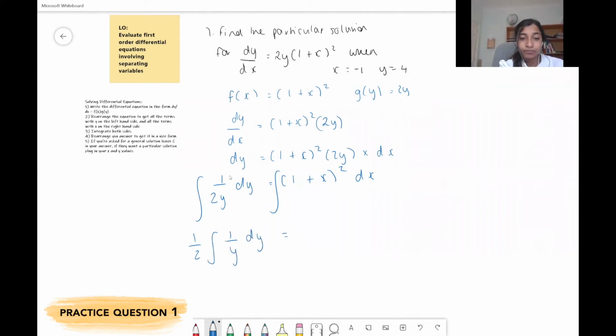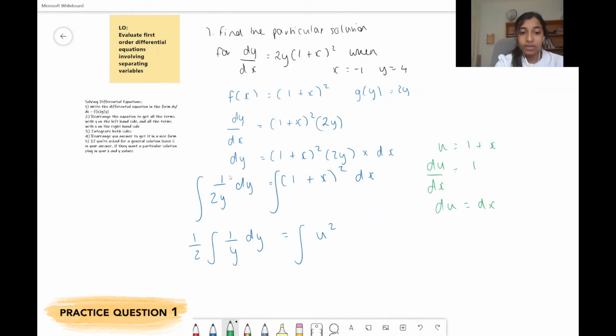And now we want to integrate 1 plus x squared. So we could do this using a substitution, with our u being 1 plus x. So we could say that's equal to u squared. If we do du over dx, that would just be 1, and that means our du equals dx. So we just want to get the dx on one side. So then we can sub in that u squared du.